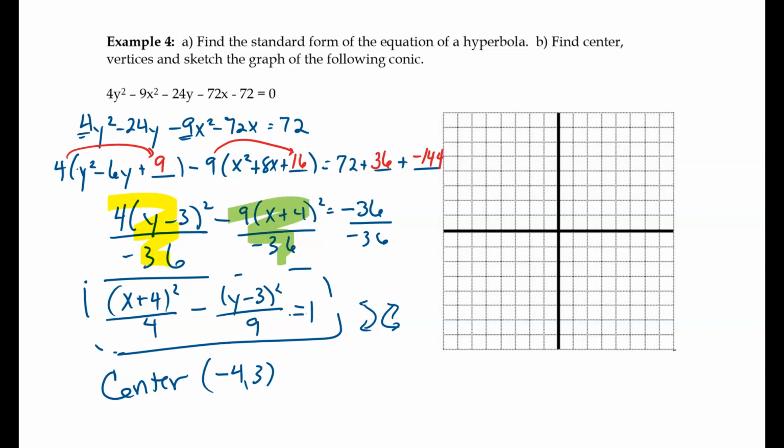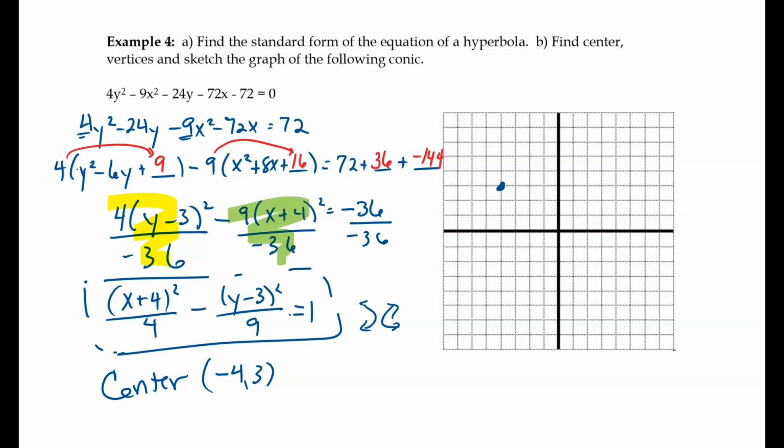So that will help me find my vertices. But let's graph our center first. We're at -4, +3. Again, double check me, guys. If I ever make a silly error and you find it, don't worry about it, as long as you know the process. You guys have always been able to figure that out when I mess up, and I still trust you to do the same thing now.